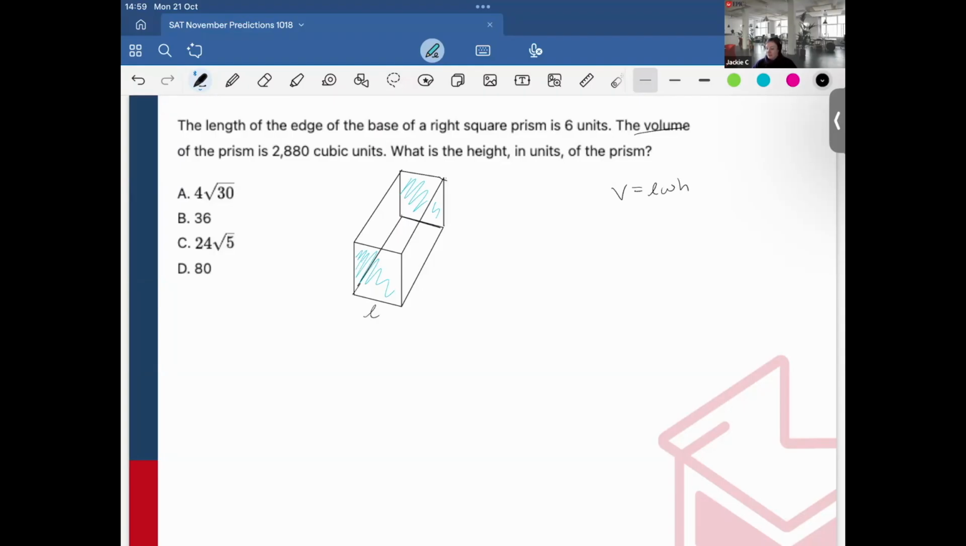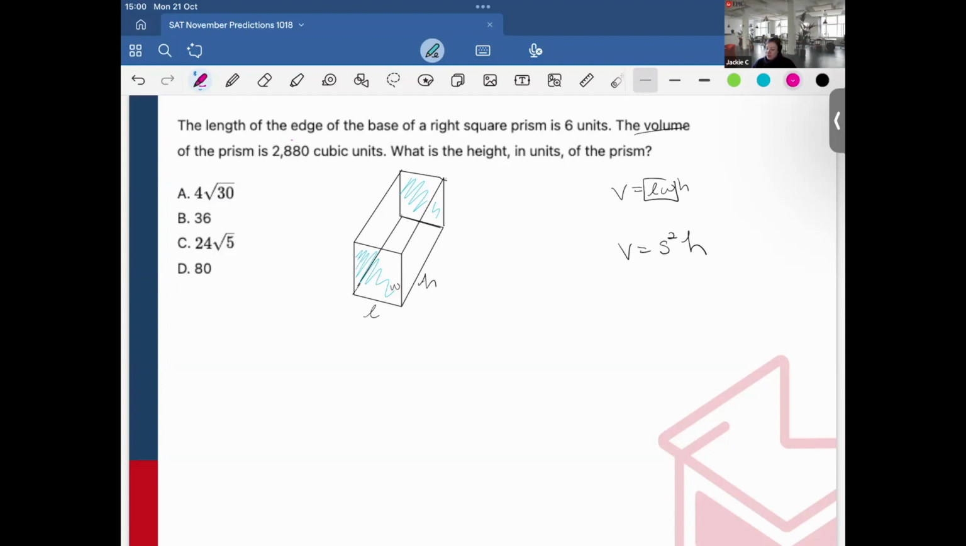But here I can see the length and the height and the width are basically the same. So I have length, width, and height. So instead, this will basically just be, instead of length times width, just side squared multiplied by height.